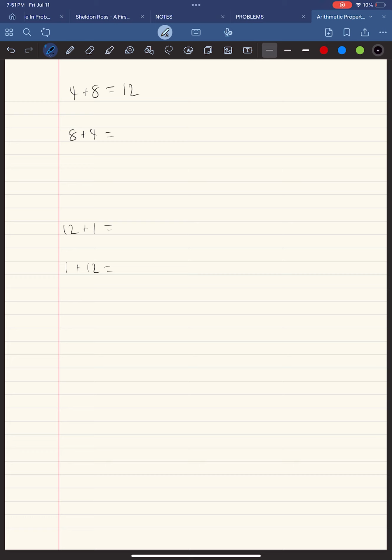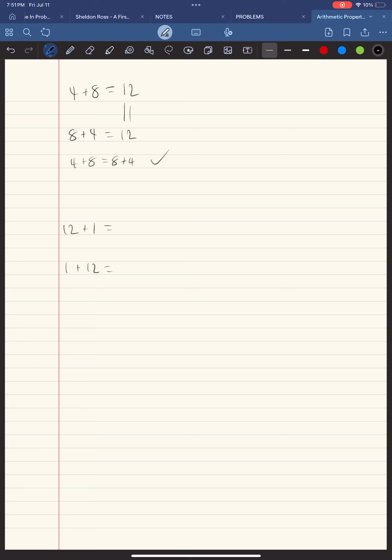So here we have 4 plus 8, and what's 4 plus 8? It's 12. And if we just swap them around, we have 8 plus 4. That's still 12. It doesn't change the value. It doesn't change the sum. And look at that, 12 equals 12. So we can say that 4 plus 8 is equal to 8 plus 4.